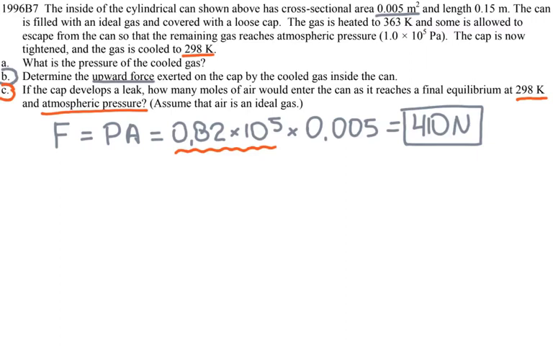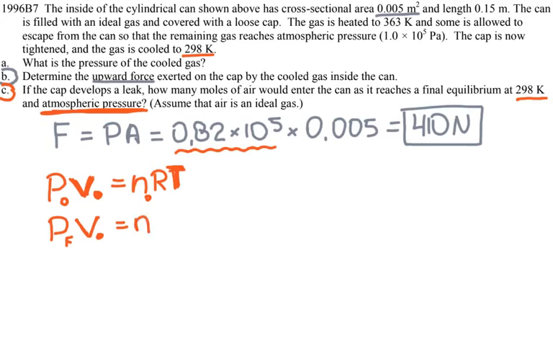PV equals nRT. So I have P initial, we're at 298, and V initial is equal to N initial RT. Your T does not change, and the volume does not change, but the pressure will change because now you will be at atmospheric pressure, and N is going to change because new gas is entering. And you have P final, which is atmospheric pressure. The volume is still the same, equal to N final RT.